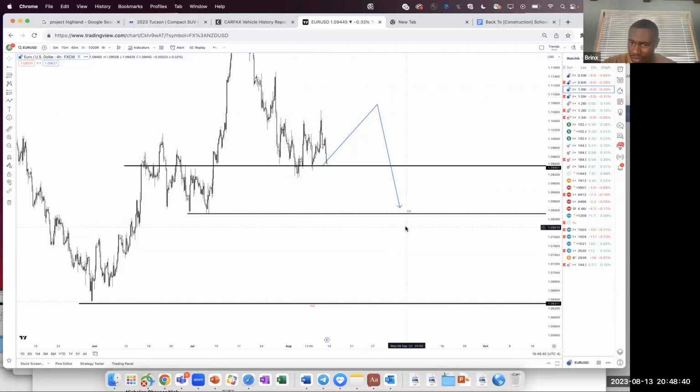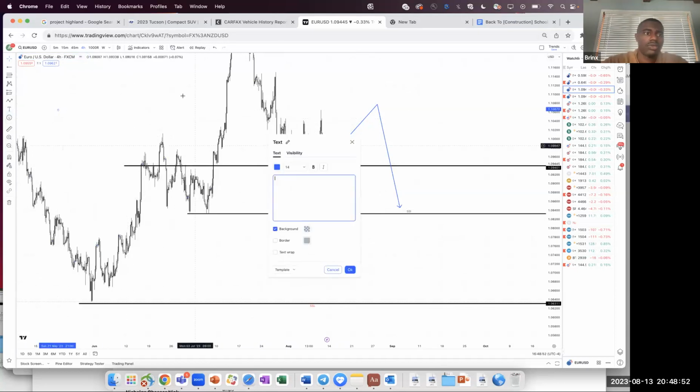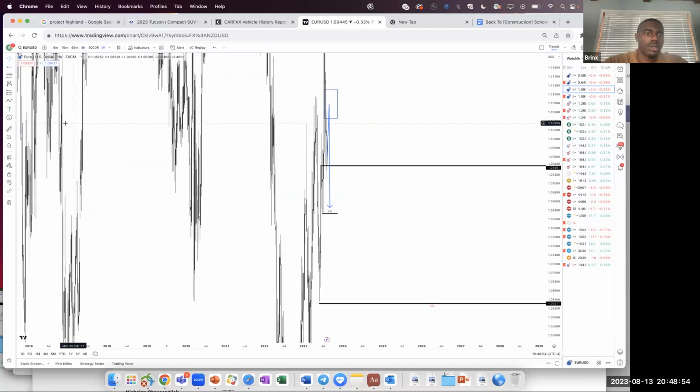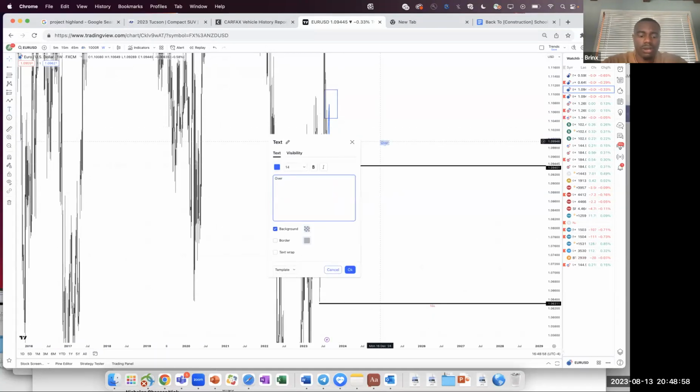Just know for now I'm aiming for the sell side liquidity underneath this low and this low. If I go back to the week, this week I'm going to be overall bearish on Euro USD.